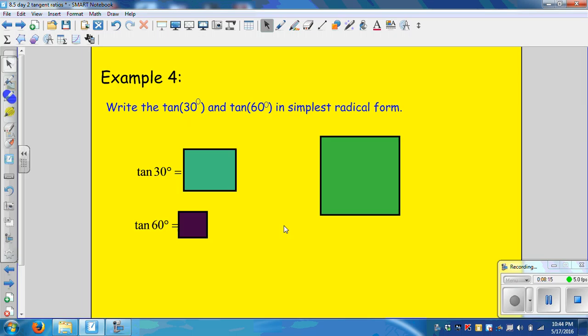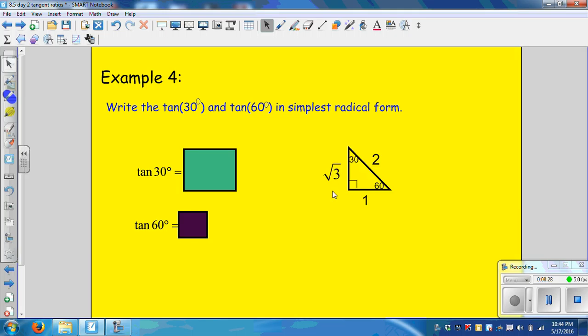Example 4. Write the tangent of 30 degrees and the tangent of 60 degrees in simplest radical form. Now, because they're asking for simplest radical form, you're not going to use your calculator. You're going to draw your scale factor triangle. That's a right triangle. And in a 30, 60, 90 triangle, if you use a scale factor ratio, you'll see that the shortest side across from the 30 is a factor of 1. The hypotenuse is twice that amount. And then across from the 60 is the square root of 3.